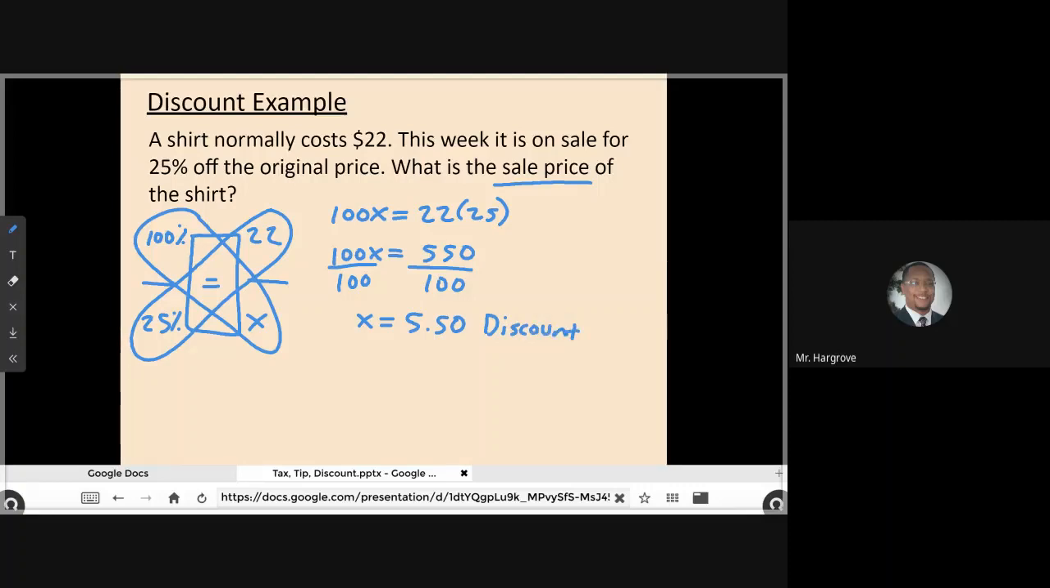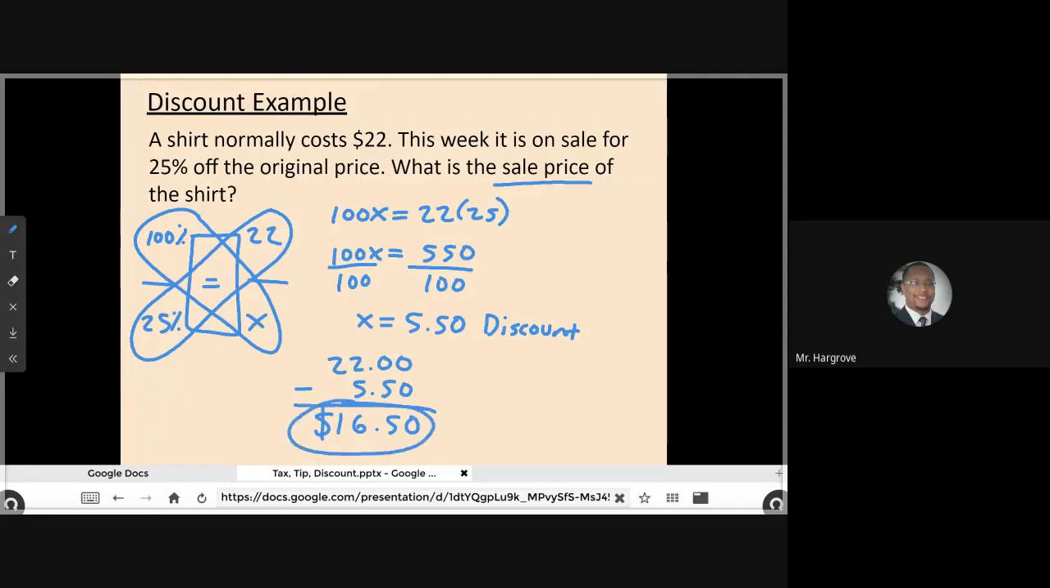Okay. So to figure out the total price, I'm going to take the original price, the $22, and I'm going to subtract the 5.50 from it. And when I do, I get 16.50. This is the amount of the sale price.